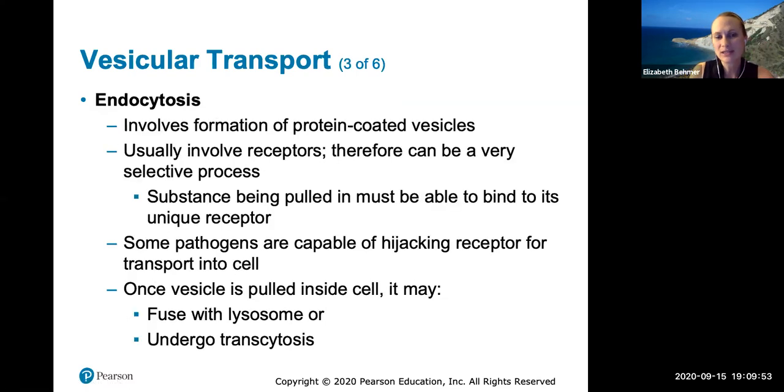Endocytosis usually involves the formation of a vesicle. It usually also involves receptors, so it can be very selective for what it allows into the cell. The substance being pulled in must be able to bind to its unique receptor. Some pathogens can hijack this receptor to try to get into your cell to cause some sort of dysfunction or disease. Once the vesicle is pulled into the cell, it can fuse with a lysosome, where the lysosome would help digest whatever it is, or it can undergo transcytosis.